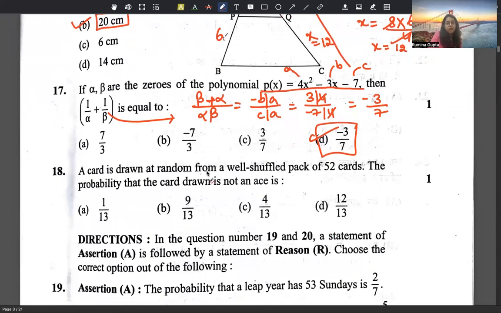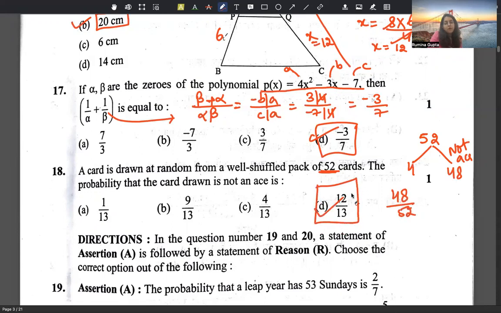Question 18. A card is drawn at random from a well shuffled pack of 52 cards. The probability that the card drawn is not an ace. We know total cards were 52. Now aces are 4, so not ace would be 48. So the probability would be 48 upon 52, that is 12 upon 13, your correct answer. Simple.